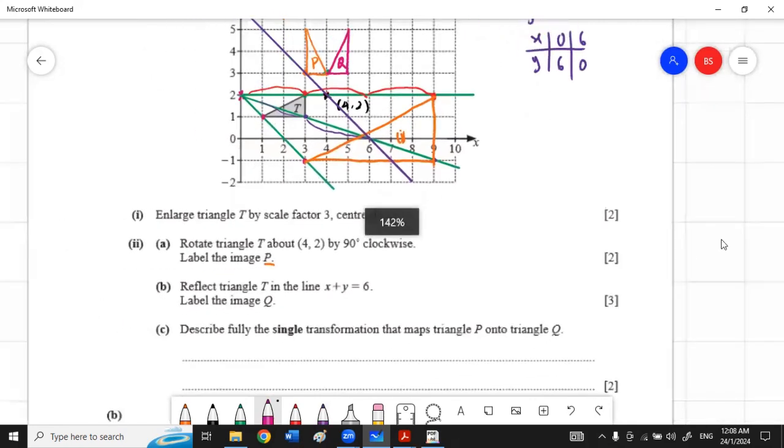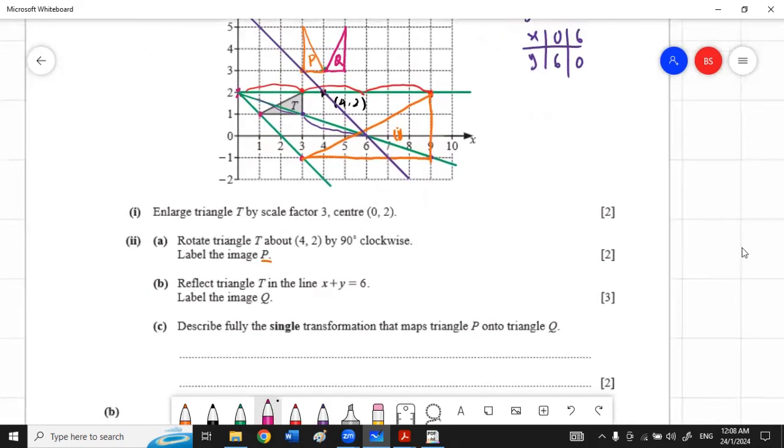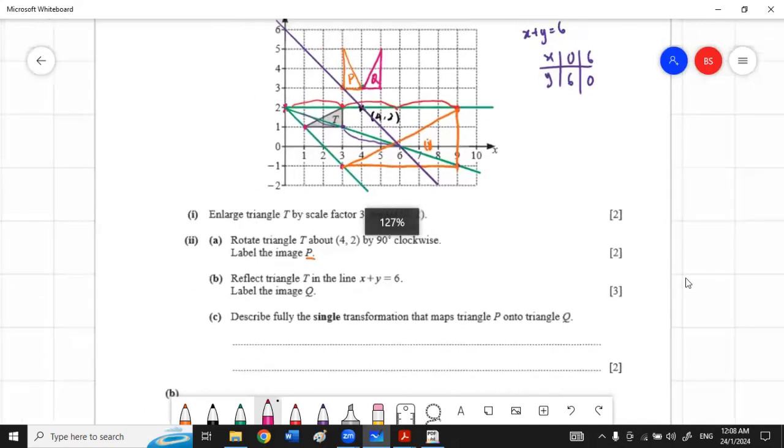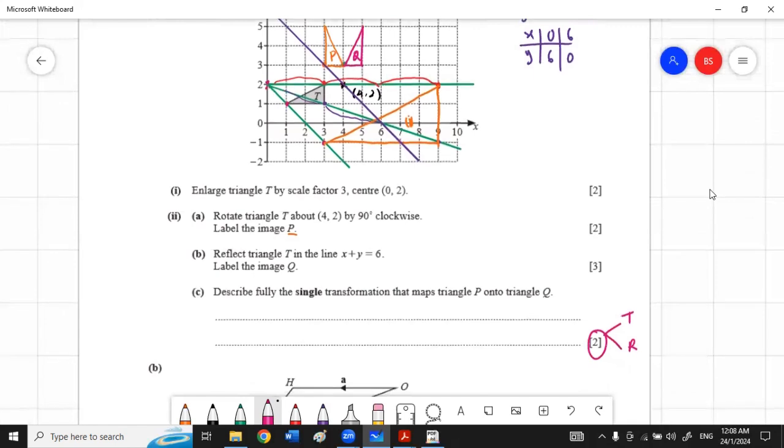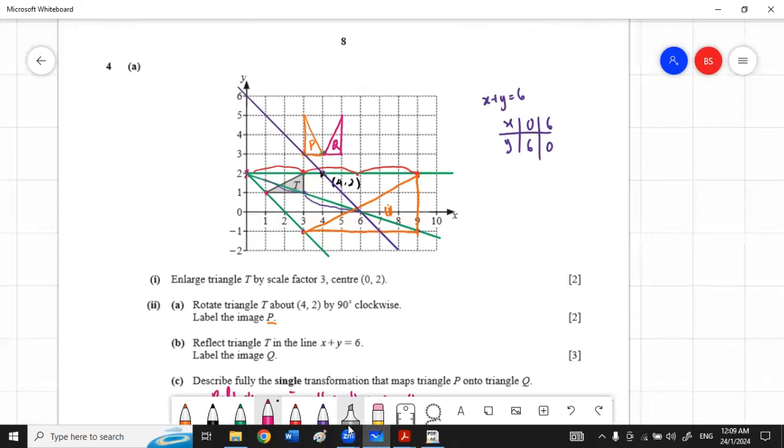Describe fully the single transformation that maps P onto Q. So it's 2 marks. Therefore, it's either a translation or a reflection. In this case, it is obviously a reflection, in the line x equal to 4. This line is the line of reflection.